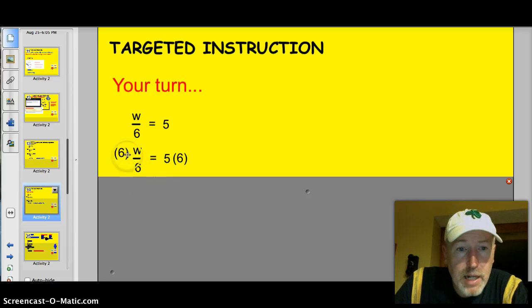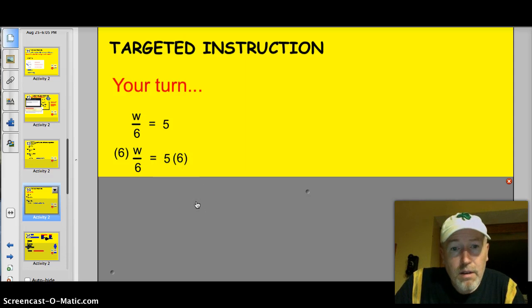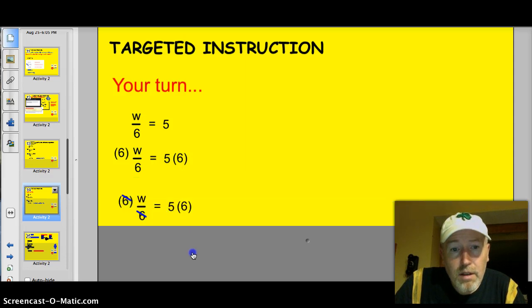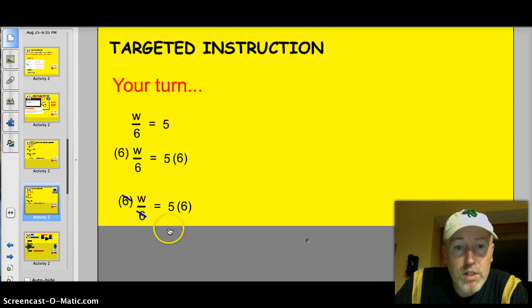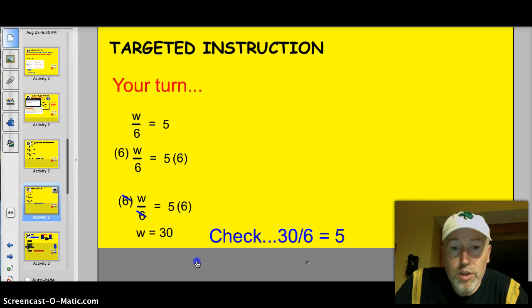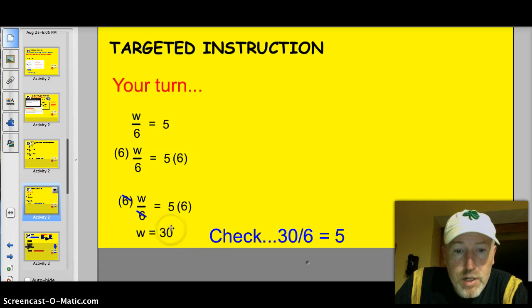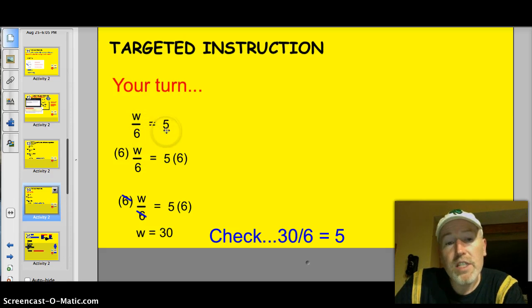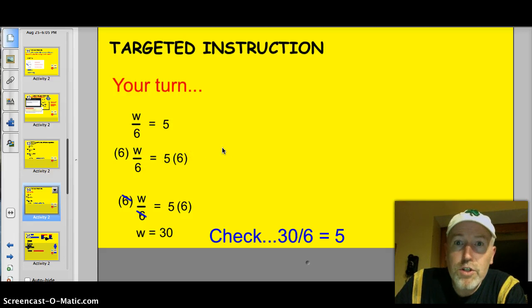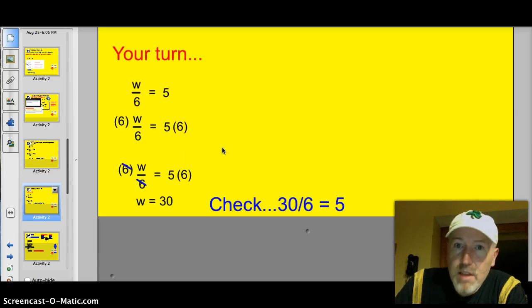So look at the way I set it up again. I got 6 and 6, 5 times 6 over on this side. Those 6's cross themselves out, leaving you with w equals 5 times 6, which is, of course, 30. Pop the 30 back in up here, 30 over 6. 30 divided by 6 does equal 5. That's a fact family, 30, 6, and 5. Congratulations, you're now 2 for 2. Are you getting the hang of it?